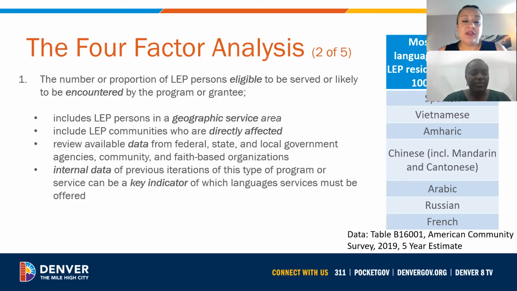You can also use internal and historical data, previous iterations of a very similar type of program. And that can be a key indicator on which languages you should be offering. Now, the only thing that I will ask is that you may not have internal data, you may not have historical data, and also if you've never had meaningful access to, let's say, the Russian population within your geographical area, your historical data may not show that, and that's okay. It just means that now with offering this information, you might have a higher response rate from the Russian community.